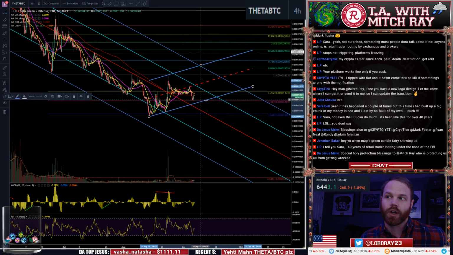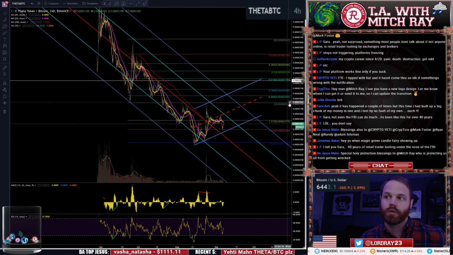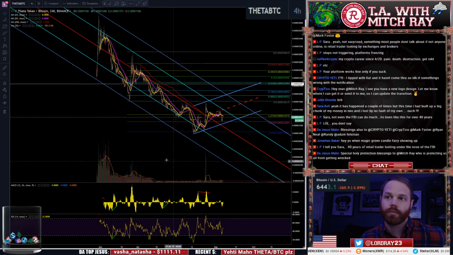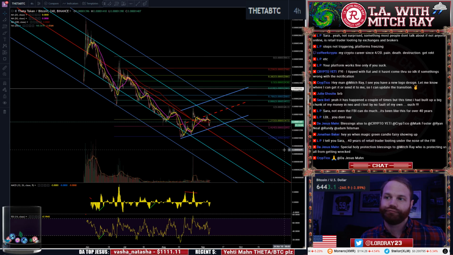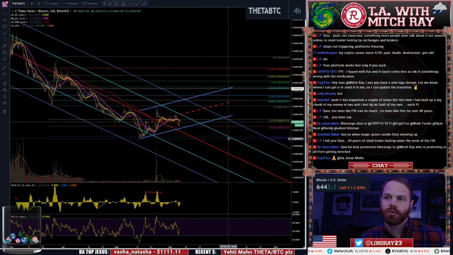And now we're just pivoting off fib extension. That's it. But overall, bearish for now. Yes, bearish, just like the rest. Okay. I hope that helps. That's it, man. That's literally it.